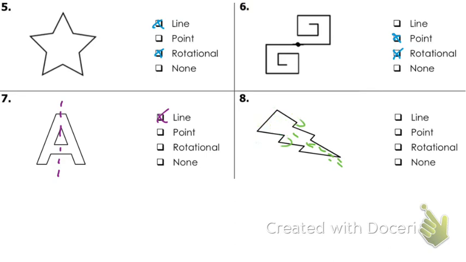Gregory, do you have any thoughts on that then? Point symmetry: can we flip the lightning bolt upside down? Is it the same? No. What about rotational? No. So this one has none. It has nothing going for it.